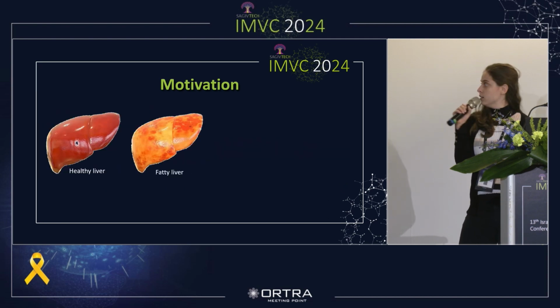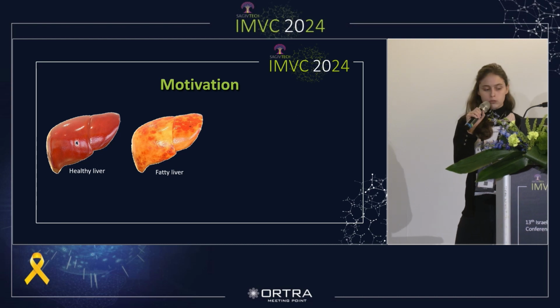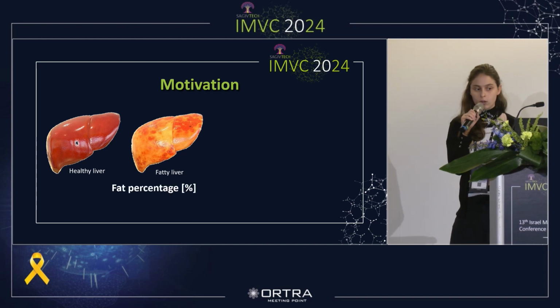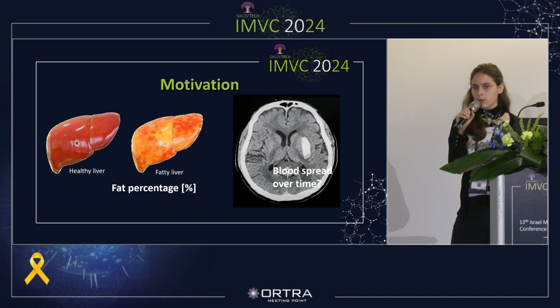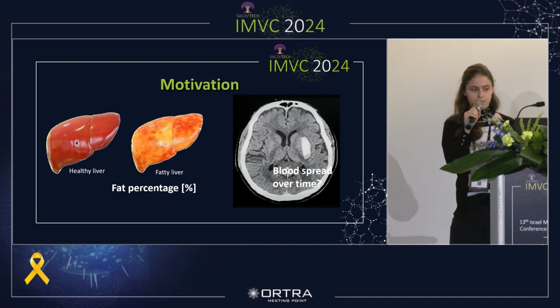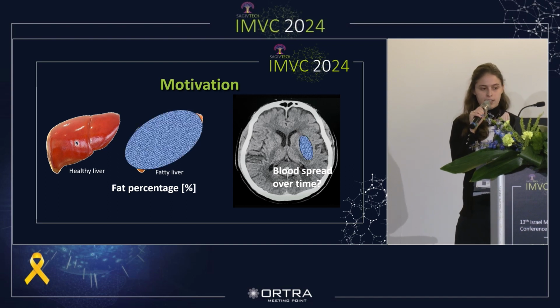For example, for fatty liver disease, when we want to know the fat percentage of the liver, or for fast stroke imaging, when we want to know the blood spread over time. And we are going to represent this scattering object as a random medium.